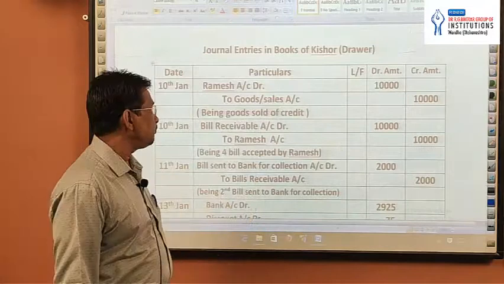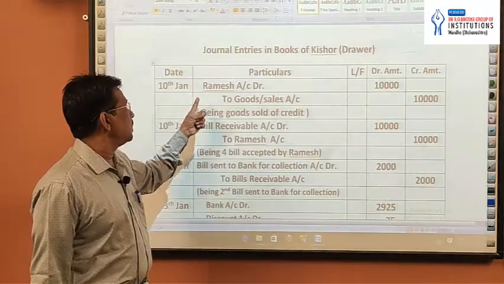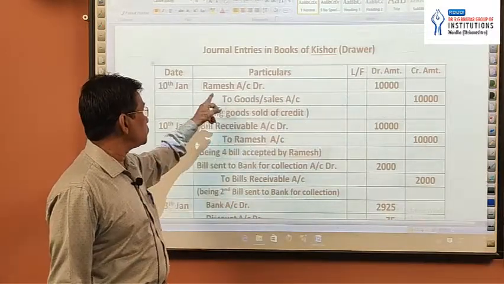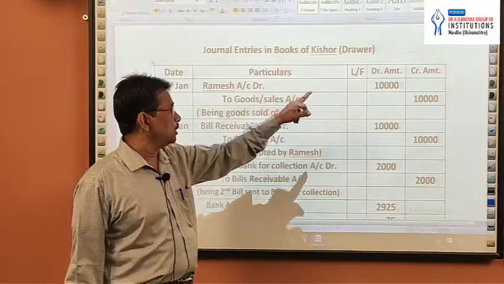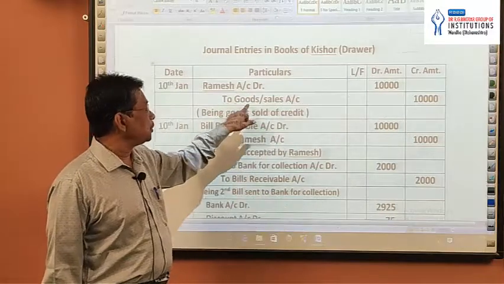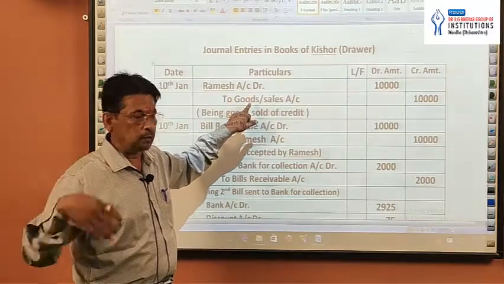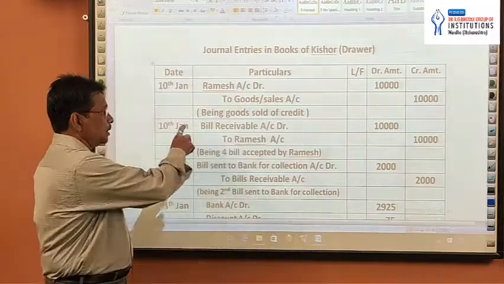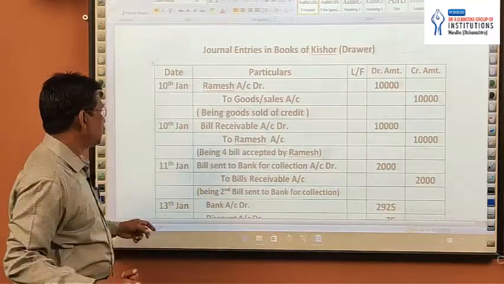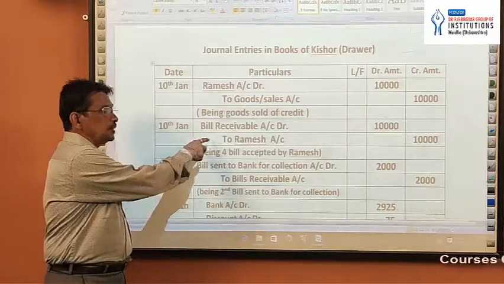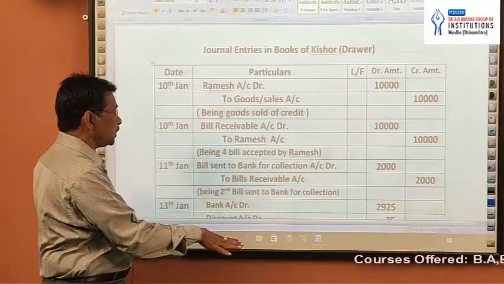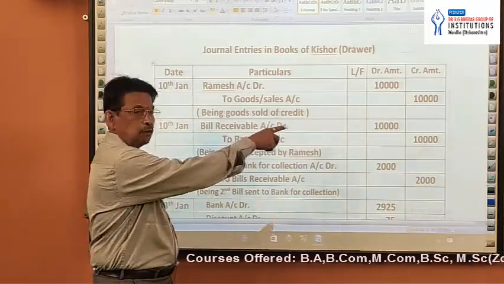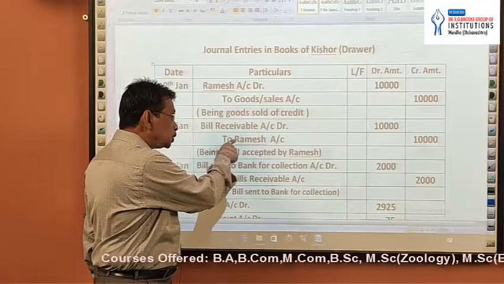Kishore is the drawer. So on 10th January, goods sold to Ramesh by Kishore. So the benefit goes to Ramesh. So Ramesh account debit 10,000, and credit what goes out? Goods go out. So to goods or sales account 10,000, being goods sold on credit. On the same day, 4 bills are drawn. Acceptances were received, bills being received. So bills receivable account debit 10,000, received from Ramesh.